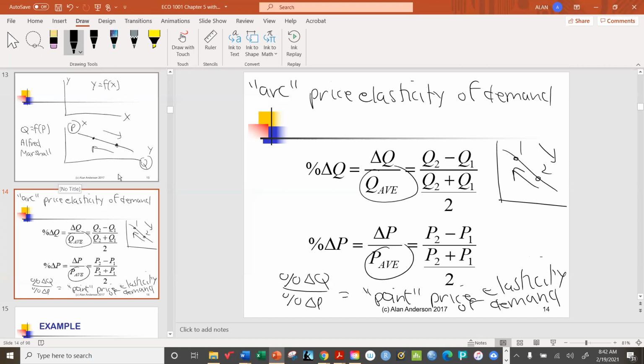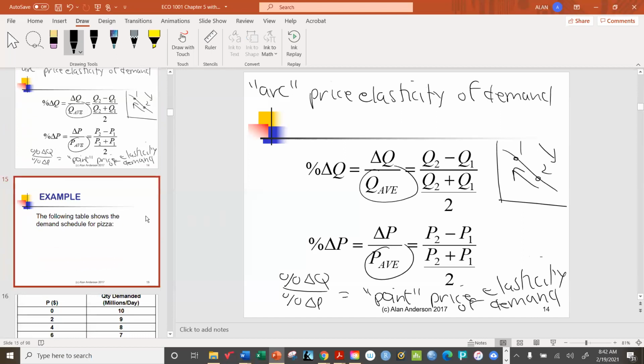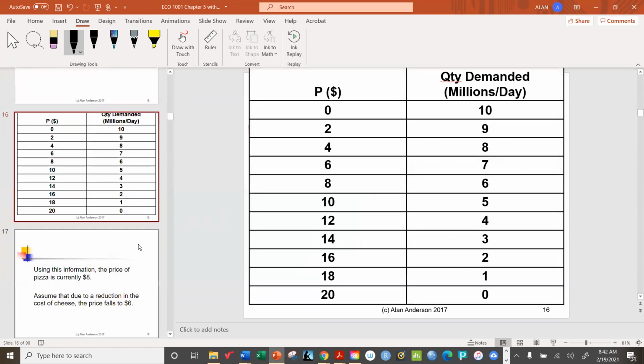All right, so we took our pizza example from chapter 4 and started doing some calculations. Let's just say that we start at a price of 8. This will be P1. And we're going to cut the price of the pizza. For whatever reason, we decided that we might be able to stimulate sales by cutting the price. And we'd like to know what is the price elasticity of demand across these 2 points.